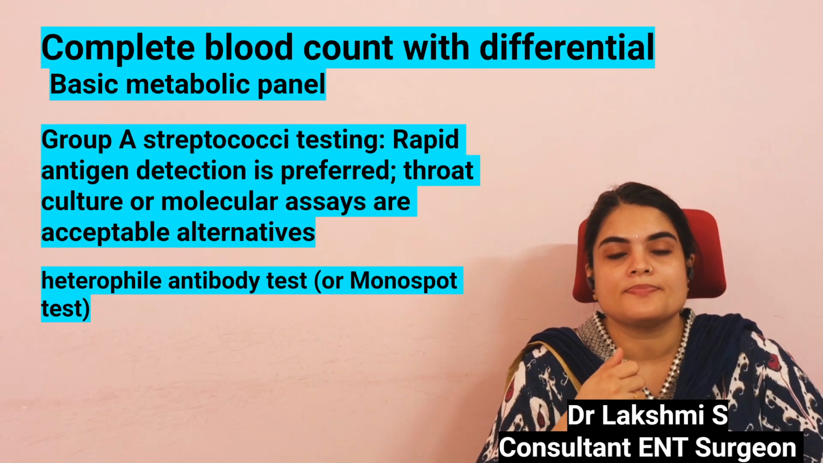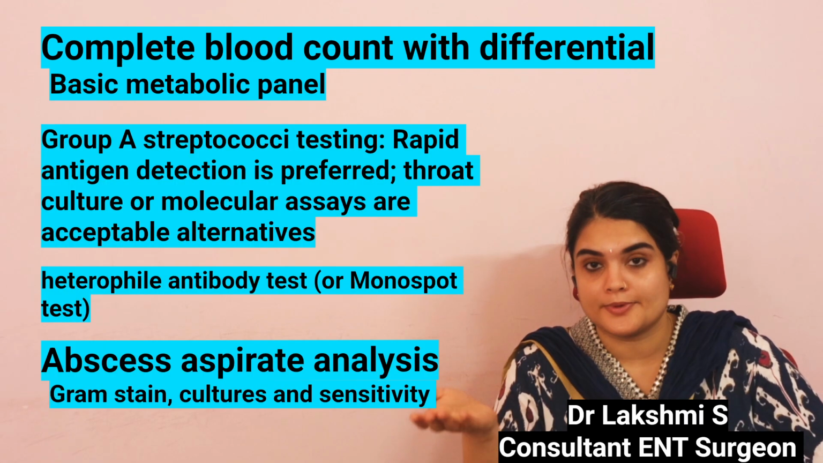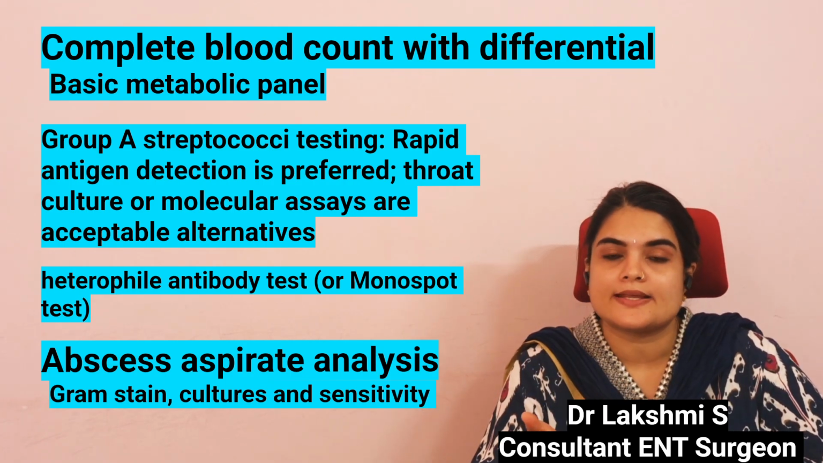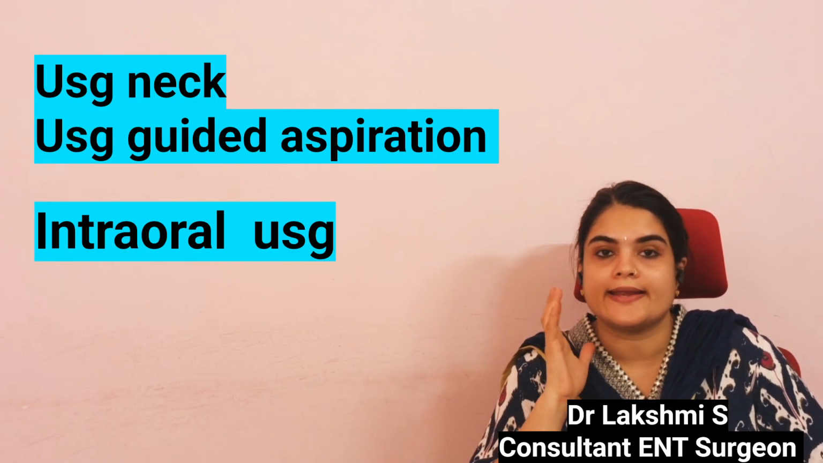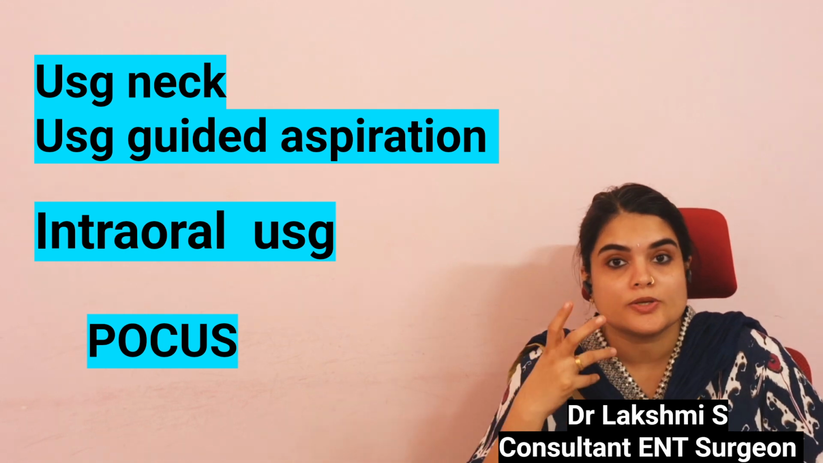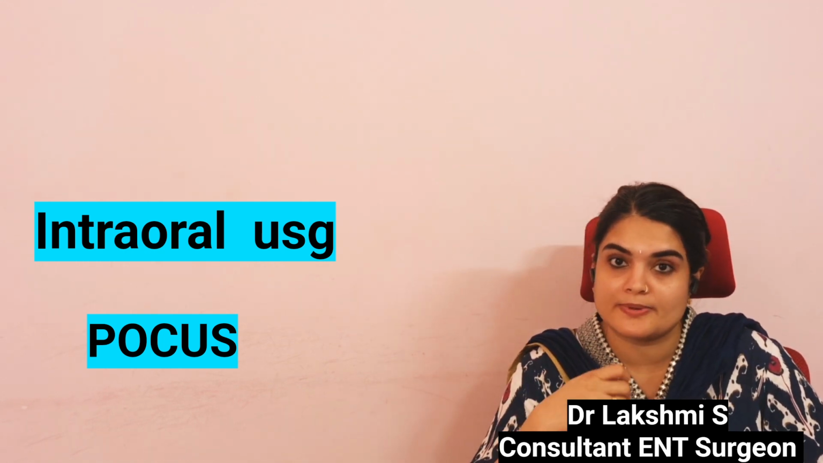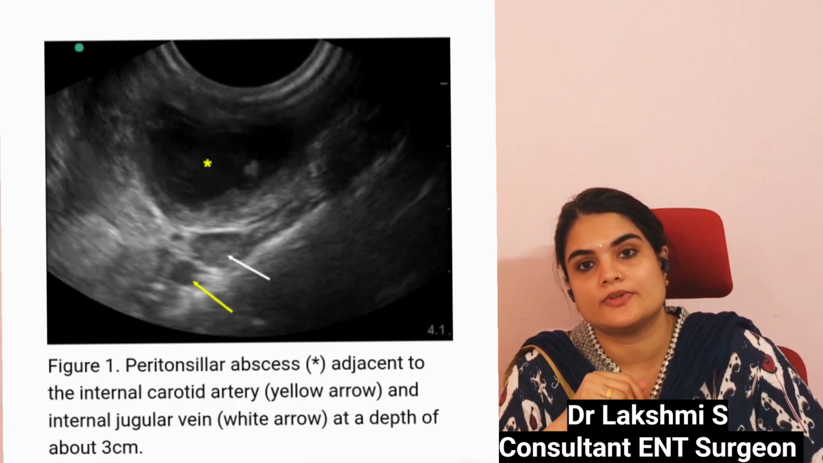The pus has to be aspirated from the peritonsillar abscess. I will come to it in a moment. And then that can be sent for gram staining and pus culture sensitivity. What are the radiographic investigations that you can do? You can do an ultrasound. Ultrasound will give you an idea of the abscess, and also you can do an ultrasound guided aspiration of the pus so that you can get the microbial diagnosis and the sensitivity of the antibiotic.